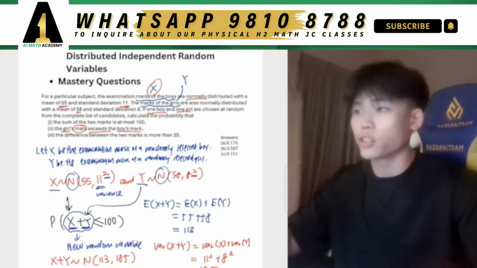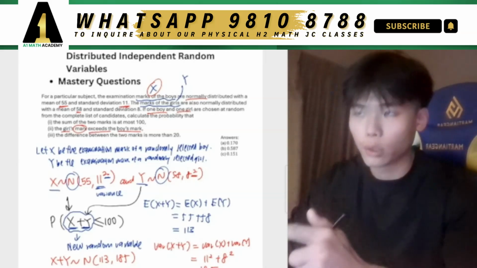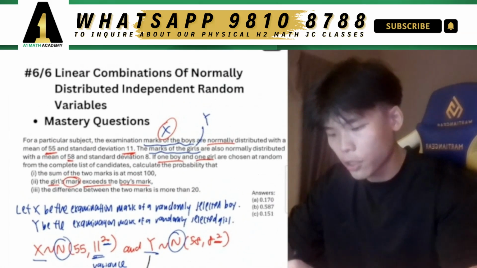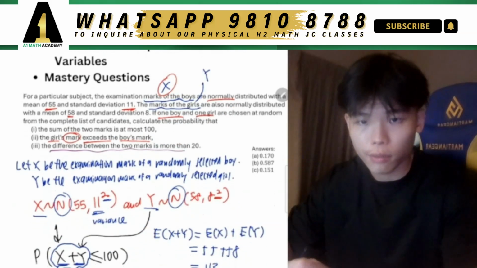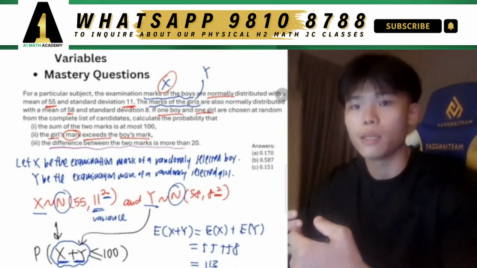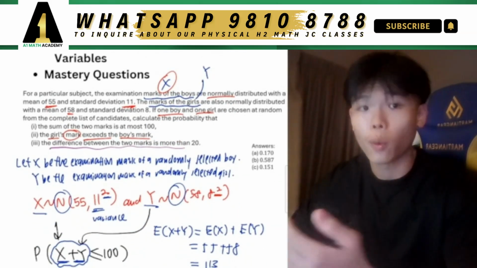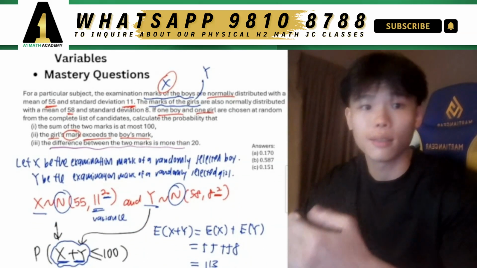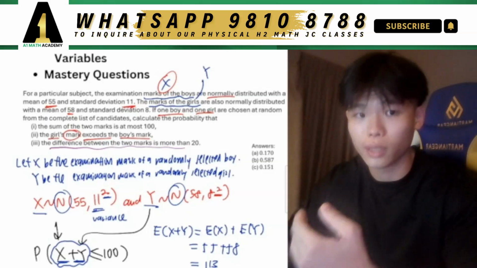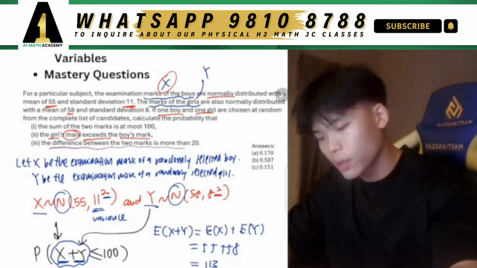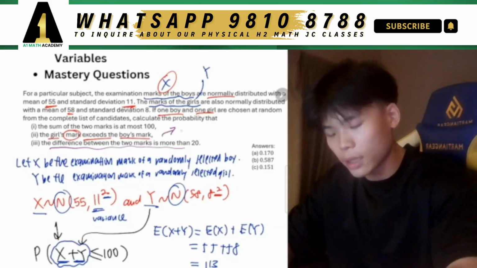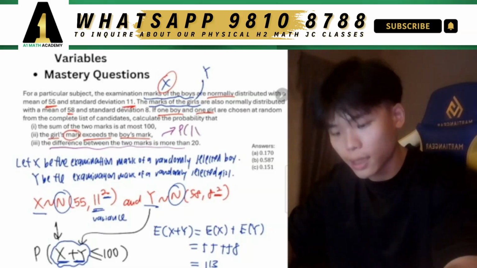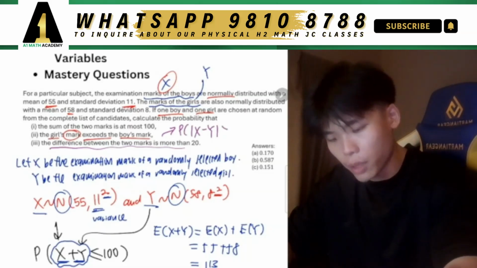Okay, last portion. The difference between the 2 marks is more than 20. So this one actually requires a little bit more nuance, right? Because when we say difference, it can be X is bigger than Y or Y is bigger than X. It can be either way. So how do we account for these cases? This one over here, we can just simply say that the modulus of X minus Y is bigger than 20.